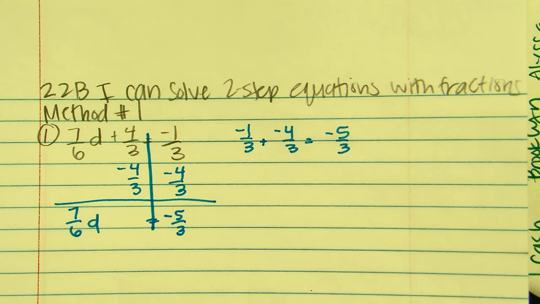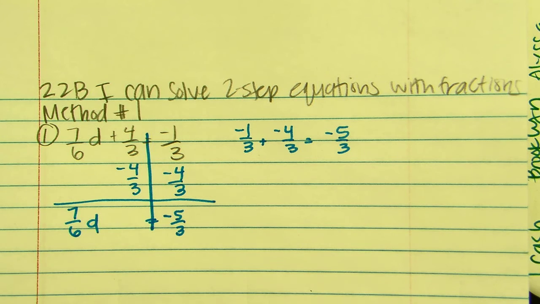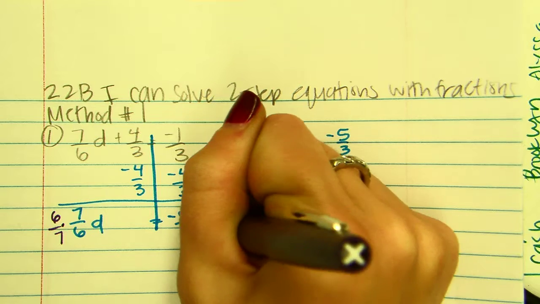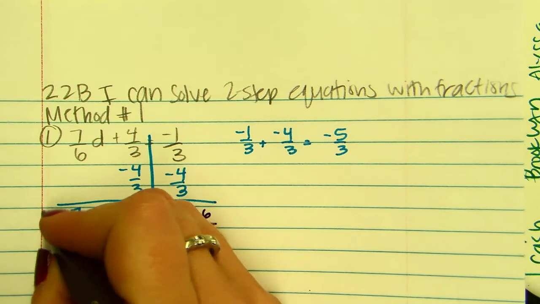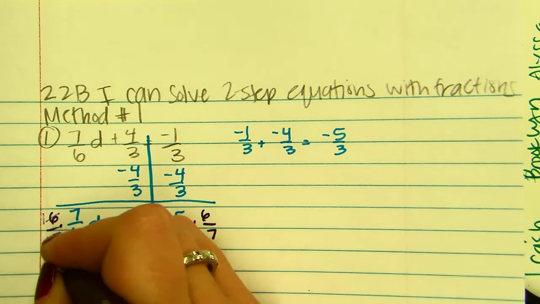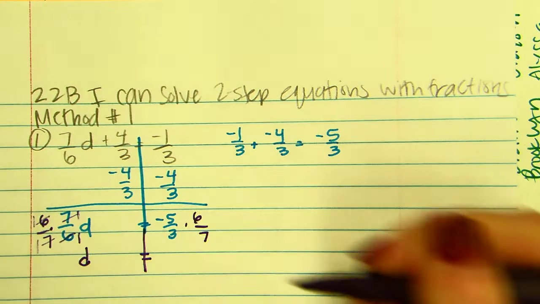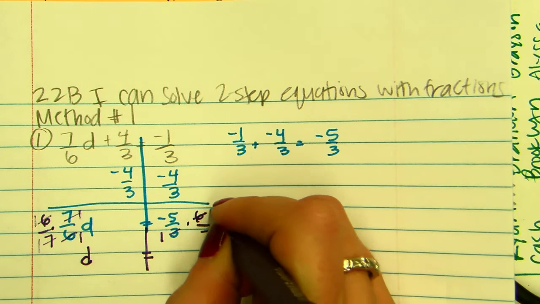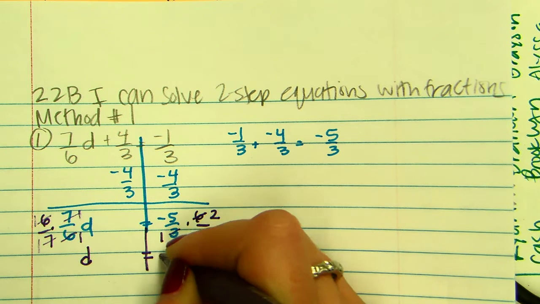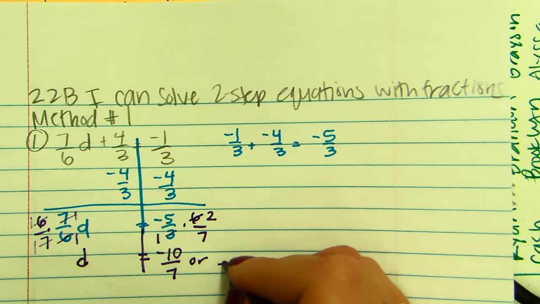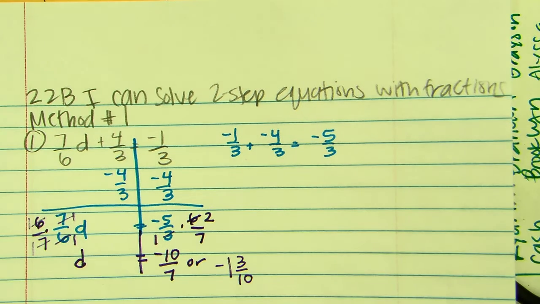And then we would want to get the d by itself. The opposite of multiplying by 7/6 is dividing by 7/6, but we know that when we divide fractions, we flip and multiply. So I'm going to multiply by the reciprocal on both sides. Here I can cross cancel. 6 goes in here one time and in here one time. 7 goes in here one time and in here one time. So I'm left with 1d, or just d, equals 3 goes in here once, 3 goes in here twice, so I have -5 times 2, which is -10. 1 times 7 is 7, or I could say 7 goes into 10 one time with 3 left over. So my answer is either -10/7 or -1 3/7.